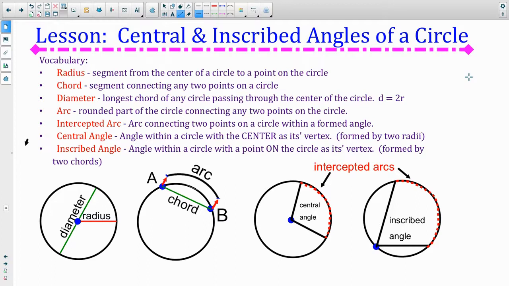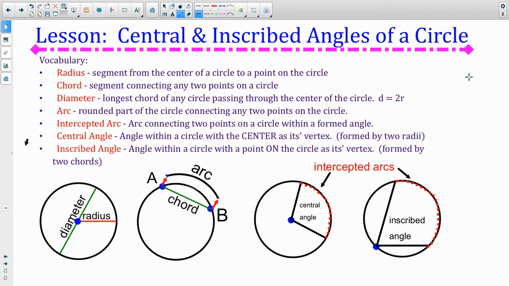Arc: the rounded part of the circle connecting any 2 points on the circle. If you go back and look at points A and B on the second circle, there's a straight line connecting them, which is a chord. But if you walk around the circle on the rounded part of the circle, that would be called arc AB.